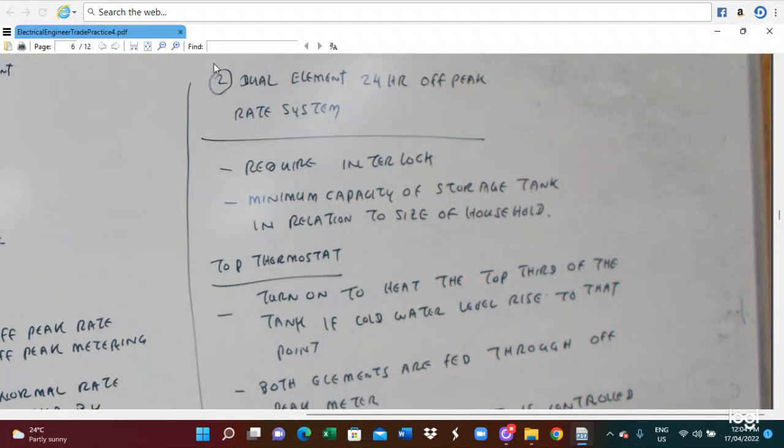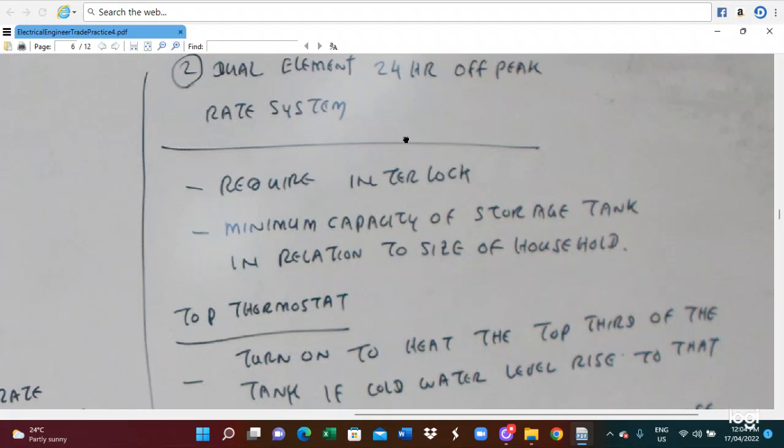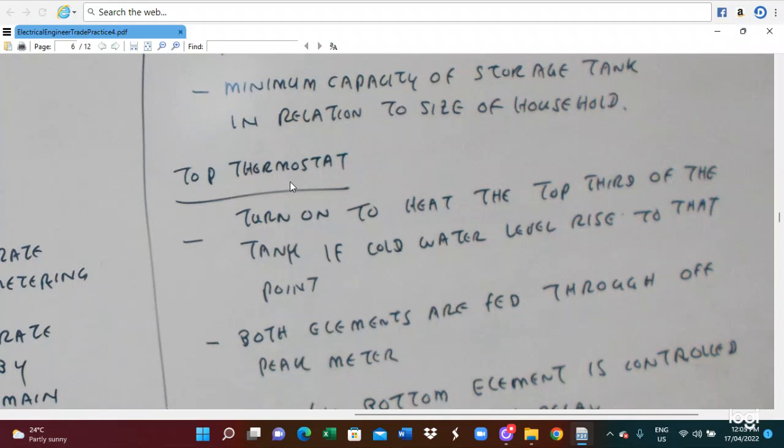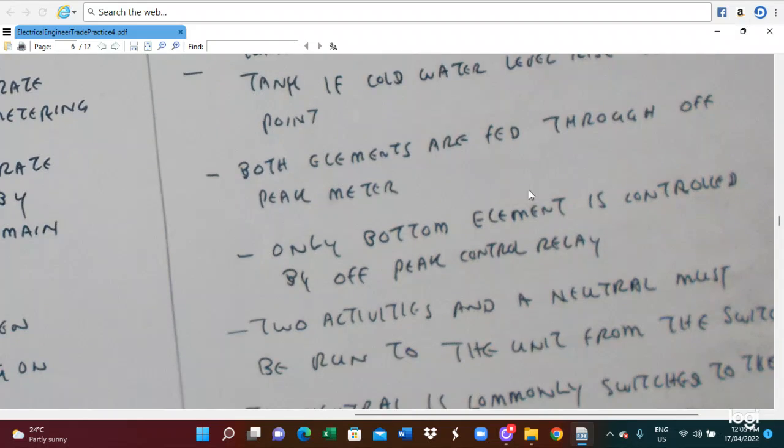So the dual elements are a 24-hour off-peak storage system, so it requires the interlock. Minimum capacity of the storage tank is in relation to the size of the household. The top thermostat turns on the heat at the top of the tank if the cool water level rises to that depth.